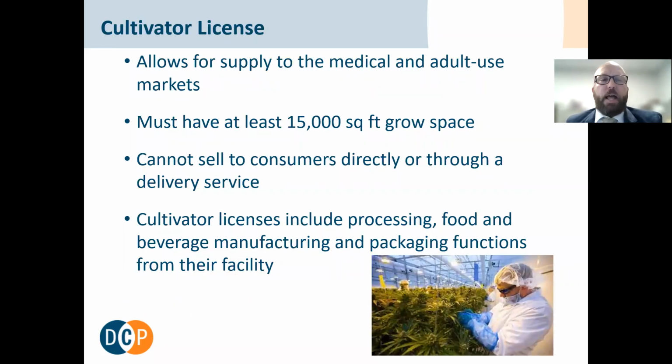The cultivator license allows for supply to the medical and the adult use market, but the cultivator can choose to supply to only one of those. They have to have at least 15,000 square feet at the start of their licensure. They cannot sell directly to consumers or through a delivery service. Cultivator licenses include the ability to process, create food and beverages, and package and label from their facility.